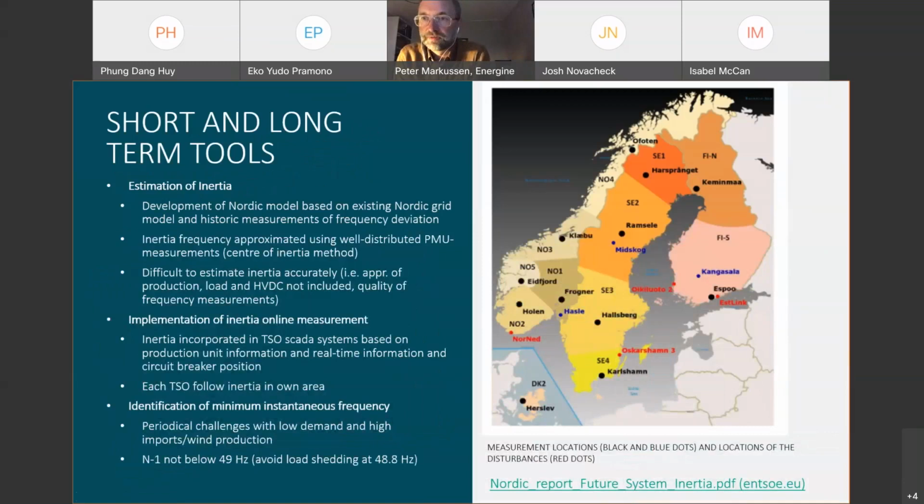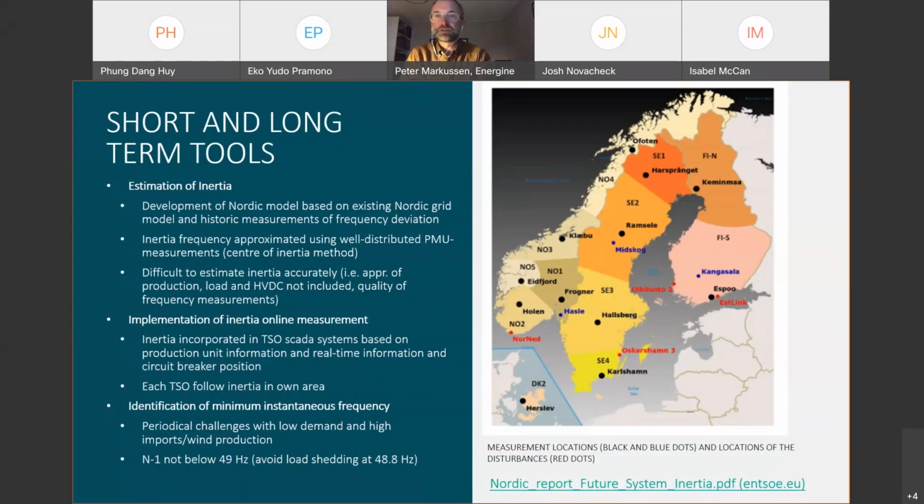So just a very short sum up of the tools and how we estimate inertia. What we did was that we took a Nordic model based on our existing Nordic grid model and historic measurements of frequency deviation. And as mentioned, we have had a close cooperation in the Nordics for many years, so we also have a lot of data that we can use from back then.